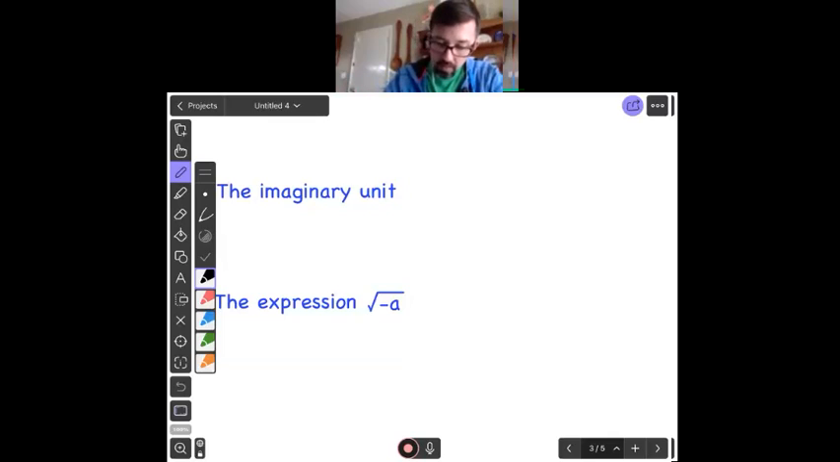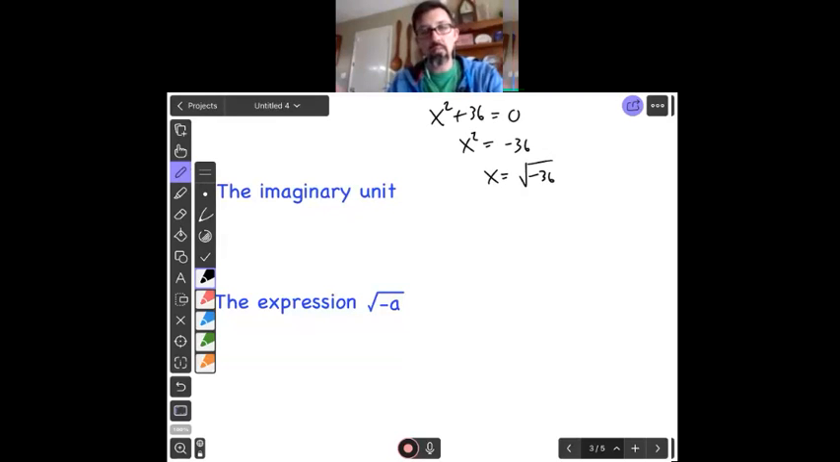They kept running across equations like this: x squared plus 36 equals 0, right? And then they would try to solve it, so they move the 36 over and say, well, x squared equals negative 36, and then you square root to get rid of the square, and you end up with x equals the square root of negative 36. But there is no square root of negative 36. There's no number times itself that's negative 36. And so they just kept running across problems like this, over and over again, where they'd end up with answers that they couldn't find. And there was this importance to these mathematicians to be able to have answers to these.